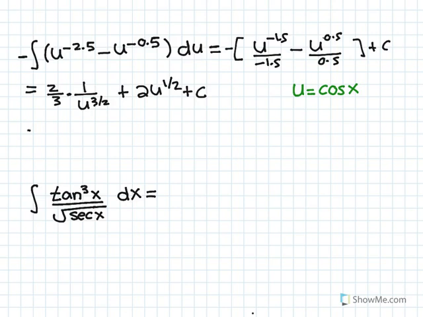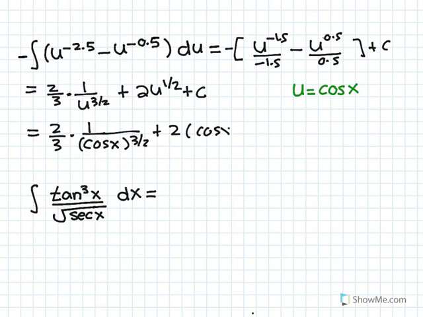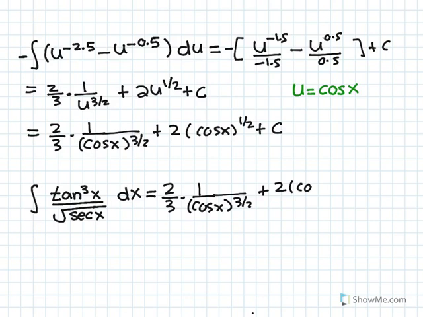U is equal to cosine x. So what we get is 2/3 times 1 over cos x to the power of 3/2 plus 2 times cos x to the power of 1/2 plus c. So the answer to the integral, integral tan cubed x divided by root sec x dx, is equal to 2/3 times 1 over cos x to the power of 3/2 plus 2 times cos x to the power of 1/2 plus c.